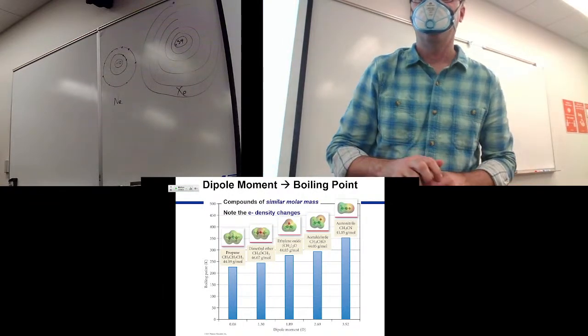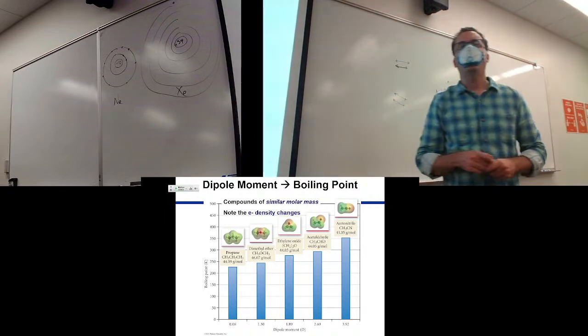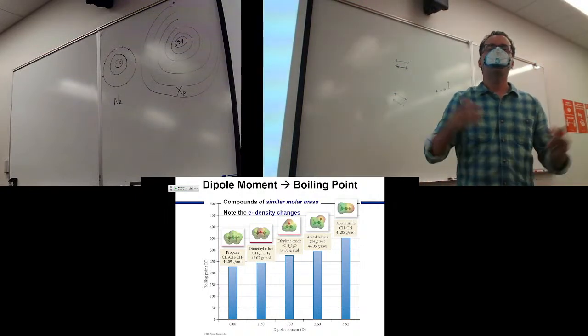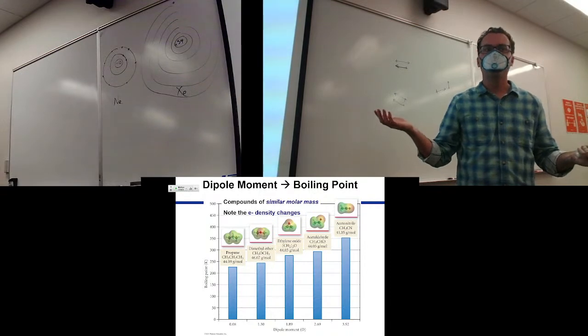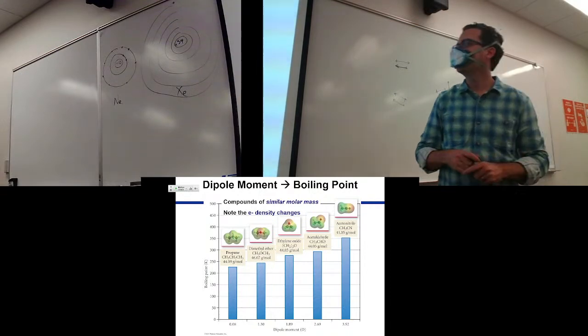What's room temperature in Kelvin, by the way? 298. Oh, it depends on what you define as room temperature. 25 degrees C, which is kind of warm, is 298 Kelvin. Yeah.